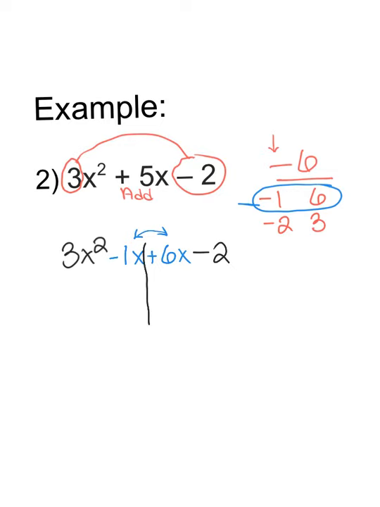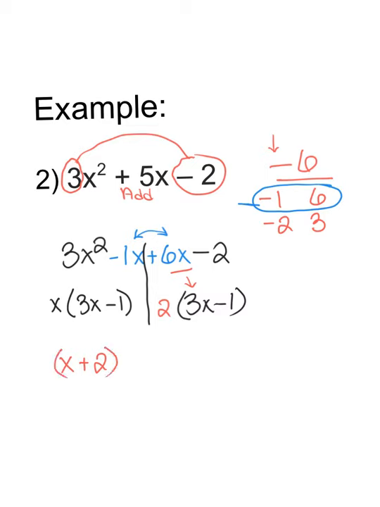So here, on the left, my greatest common factor between a 3x squared and a 1x is x. I'm left with 3x minus 1. On the right, I want to be left with 3x minus 1. So if I cheat, 6x divided by 3x is 2. So my factors here are the fronts, x plus 2, and the repeater, 3x minus 1.